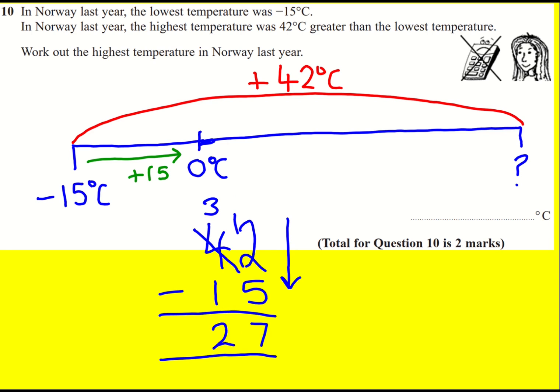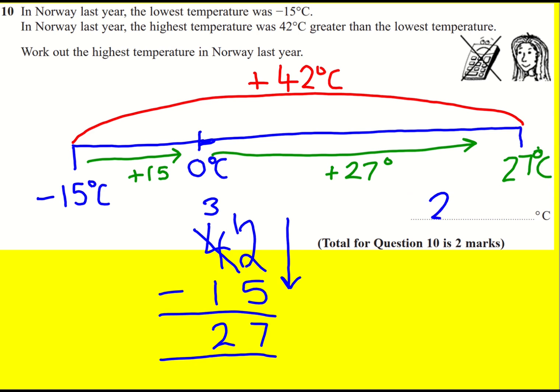So let's just double check that. So then that is what I'd be adding on here. I'd be adding on 27, and that is indeed where I get to on my number line. So this is 27 degrees Celsius. And that is your answer.